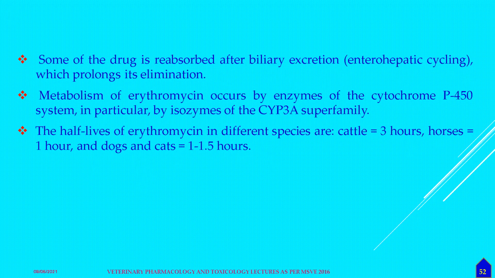And metabolism of erythromycin occurs by the enzymes of the CYP450 or cytochrome P450 system, in particular by the isozymes, especially CYP3A, that's the superfamily. So it is metabolized by the hepatic microsomal enzymes, the CYP450 dependent enzymes. The half-lives of erythromycin in different species are: in cattle, it is 3 hours, in horses 1 hour, and in dogs and cats 1 to 1.5 hours.